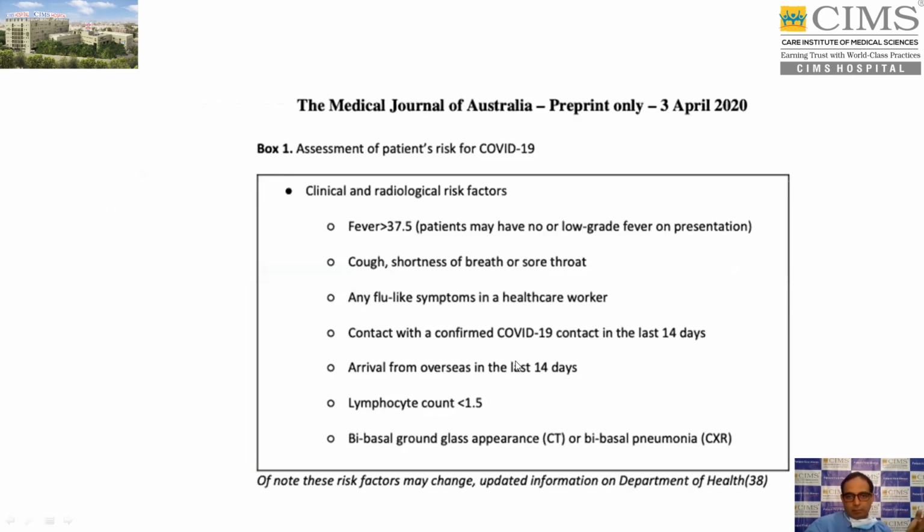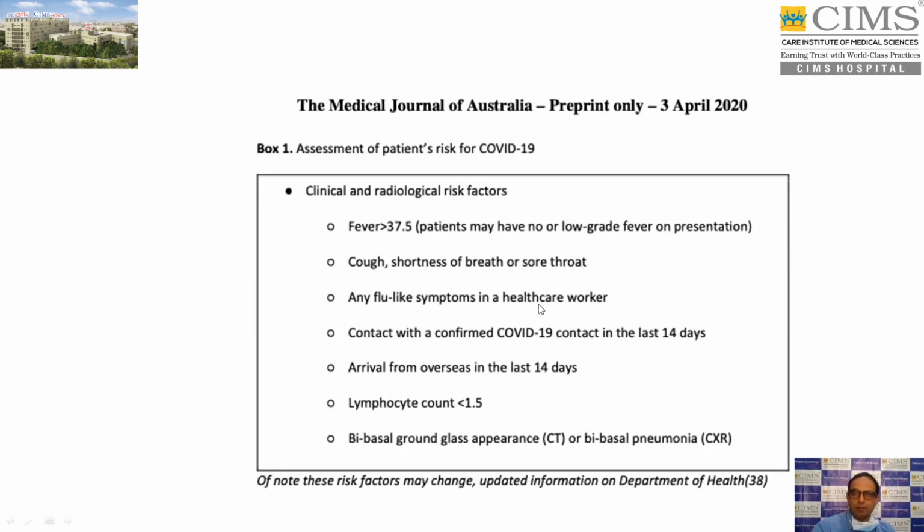Any patient presenting to you in your clinic, in OPDs, in outpatient clinics, you should always suspect COVID-19. And what are the clinical and radiological risk factors for a patient that he may be having COVID-19? Fever is the most common symptom. Fever, cough, and shortness of breath are very common symptoms of COVID-19. So anybody having fever, but we know that patients may not have fever. Certain asymptomatic patients are also there, but fever is mostly the likely presentation if the patient is symptomatic. Of course, cough, shortness of breath, any flu-like symptoms in a healthcare worker.